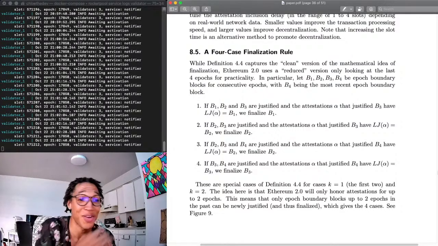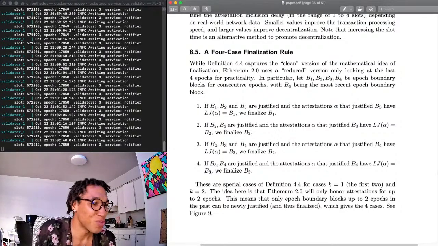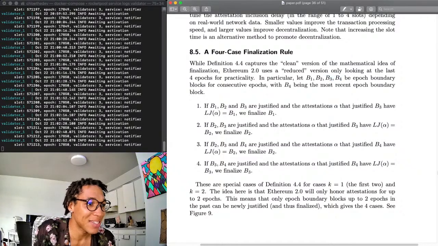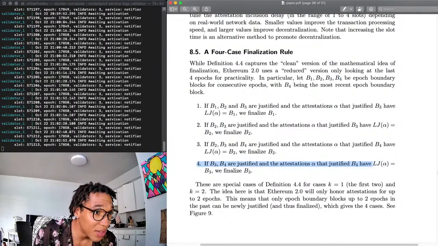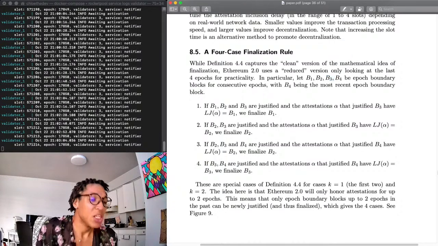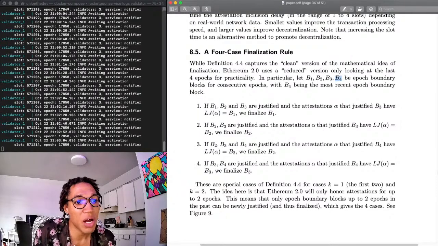So we're using a very randomized mix of these rules. But anyways, if B3 and B4 have been justified, and the same attestations that justified this 4th epoch have also justified B3, then we can finalize B3. So this is going to show that in B4, assuming these things are justified, if B4 is justified and the attestations from B4 have also justified B3, then B3 can be finalized.